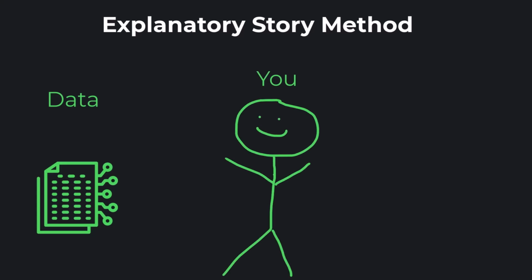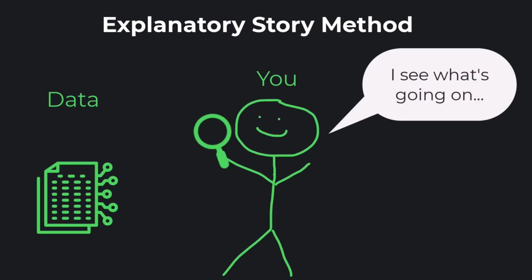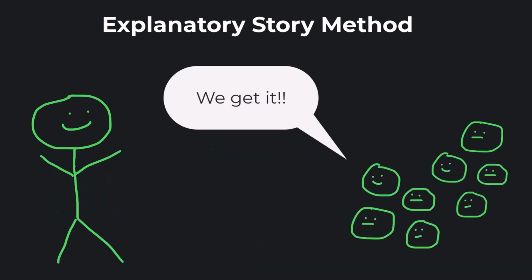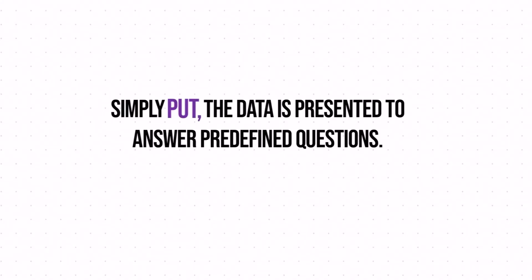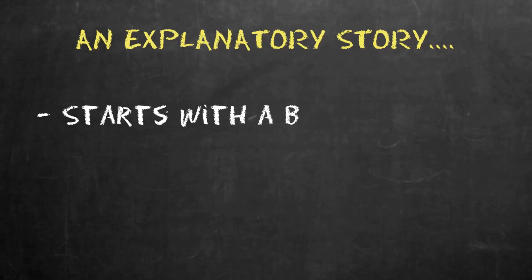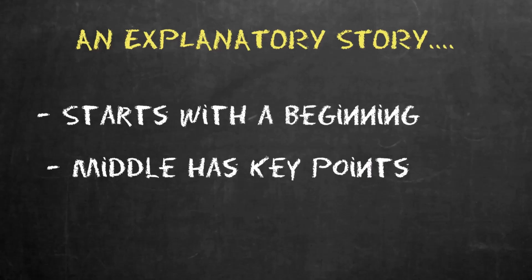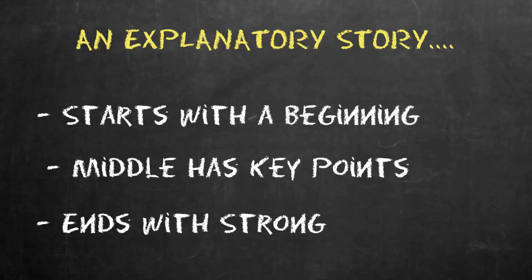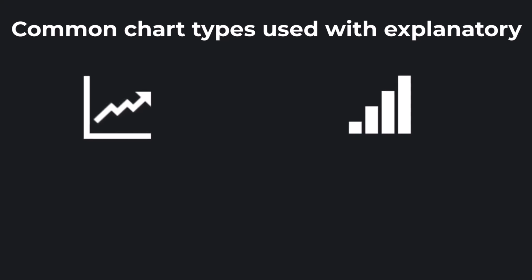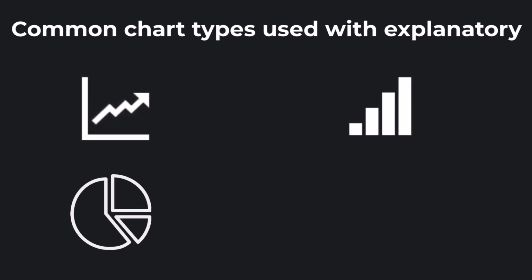Moving on, the next type of story is an explanatory story. Explanatory stories are all about presenting a clear narrative. The intent is to show a clear takeaway or conclusion to the audience. Simply put, the data is presented to answer predefined questions. An explanatory story has a clear structure. It starts with a beginning, goes through the middle using key points, and ends with a strong conclusion. The charts often used with explanatory stories include line graphs, bar graphs, and the often maligned pie graph and donut chart.